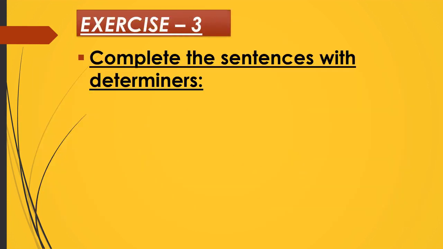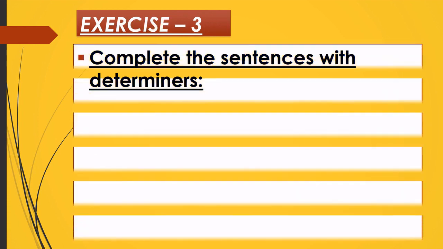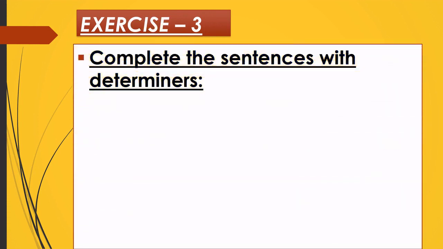So let's see exercise number 3, and the question is: complete the sentences with determiners. Before starting to solve the exercise, let me remind you the meaning of determiners. A determiner is a word which comes before a noun and limits the meaning of the noun or shows which person or thing is being referred to.